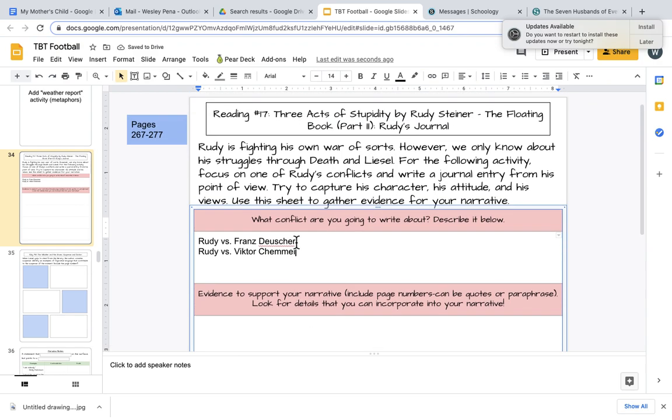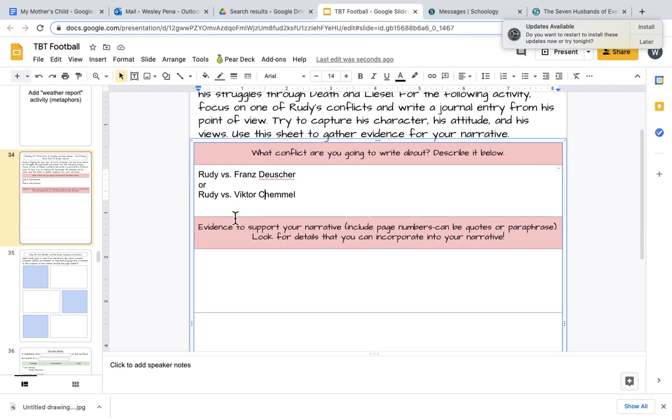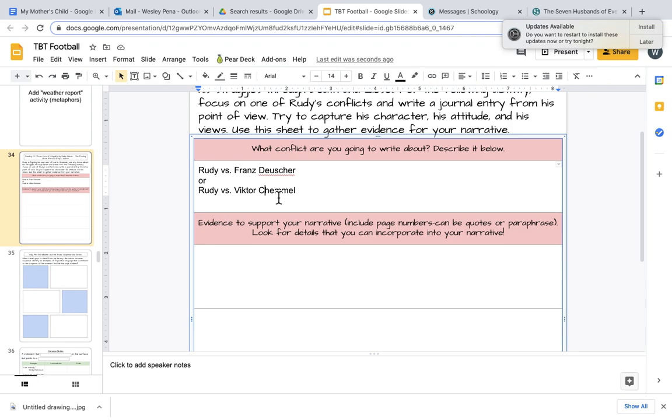So, after you read those pages, you need to decide which one you want to write about. Either one is fine, but we are going to write a narrative, a journal entry from his point of view. So, it's just going to be like Rudy will be speaking, so that'll be first person. And so, you're going to tell about one of these conflicts from his point of view. If you would like, you can write about both, but you only have to write about one.